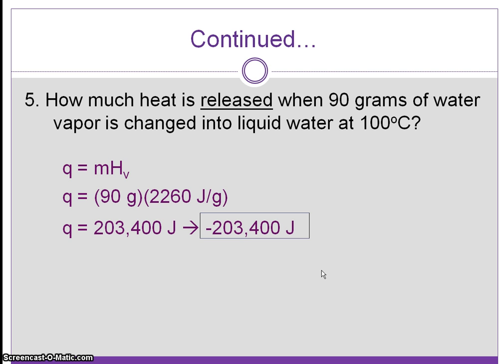And if you try some on worksheets 2 and 3 in your packet, that should help you. Worksheets 2 and 3. And that's all for today.